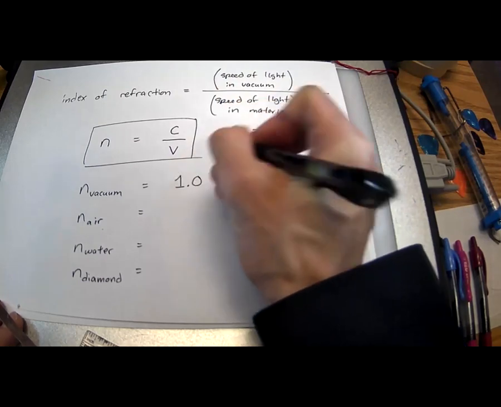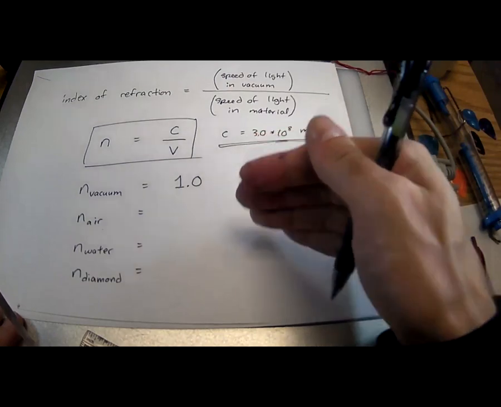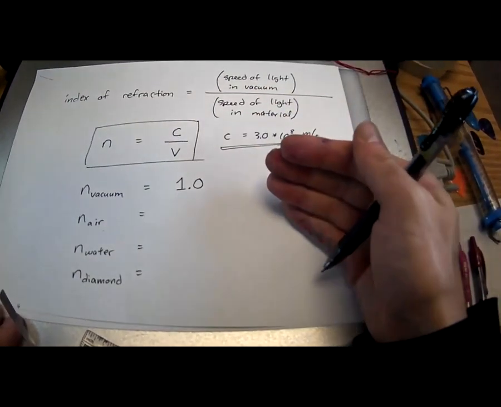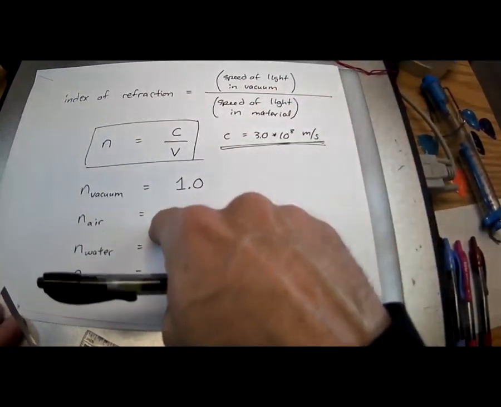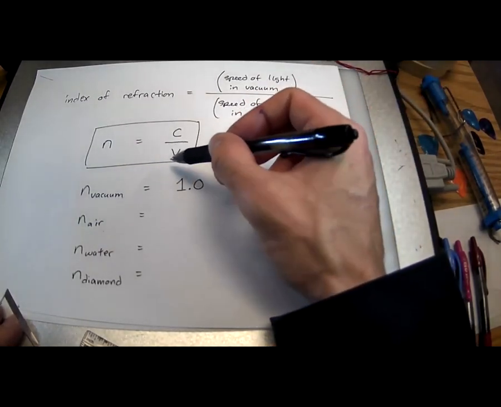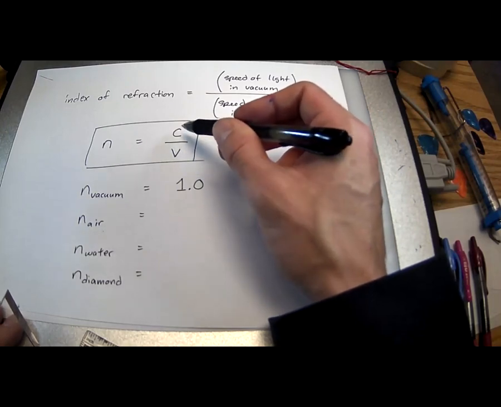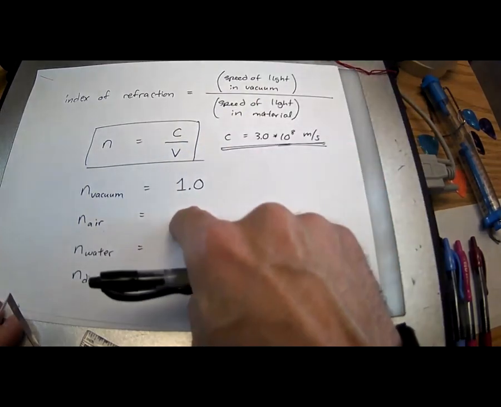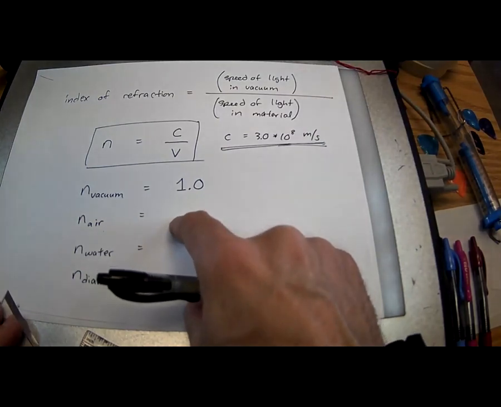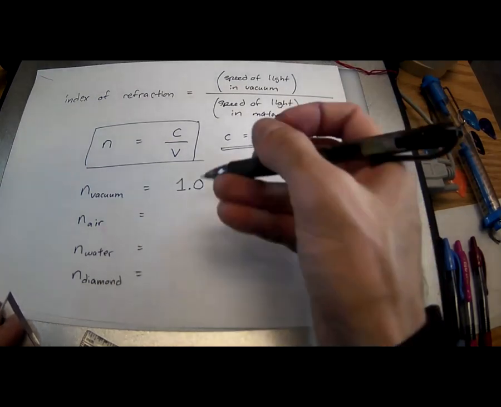Exactly, 1.0. That's sort of like a boundary condition on what the index of refraction could even be, right? So 1.0, how about through air? Now, if light slows down a little bit, wouldn't this denominator be a little bit smaller than this numerator? And if that's true, is this ratio going to be a little bit more or a little bit less than 1? It's got to be a little bit more. That's the only way this can go.